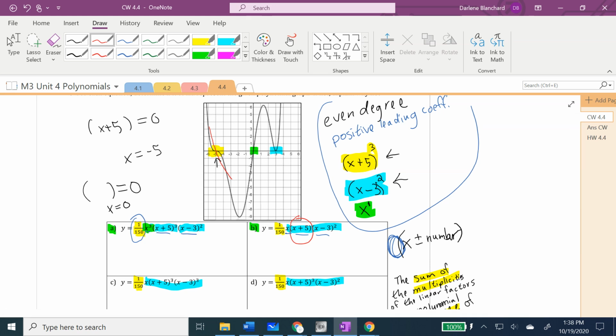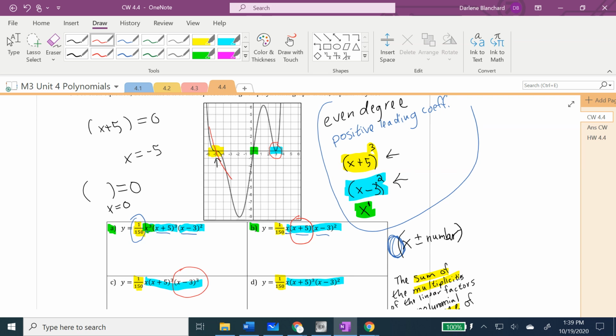And then lastly, C. What is wrong with C? Yep. X minus 3. It's bouncing off the x-axis at 3, so that has to have an even exponent, 2, 4, 6, 8, something like that, but certainly not an odd exponent.